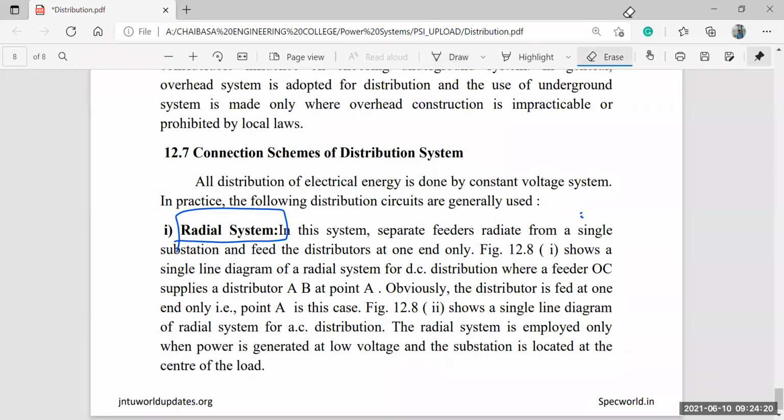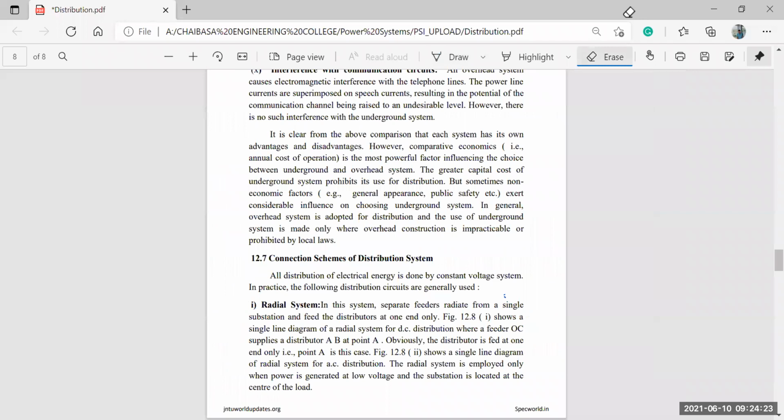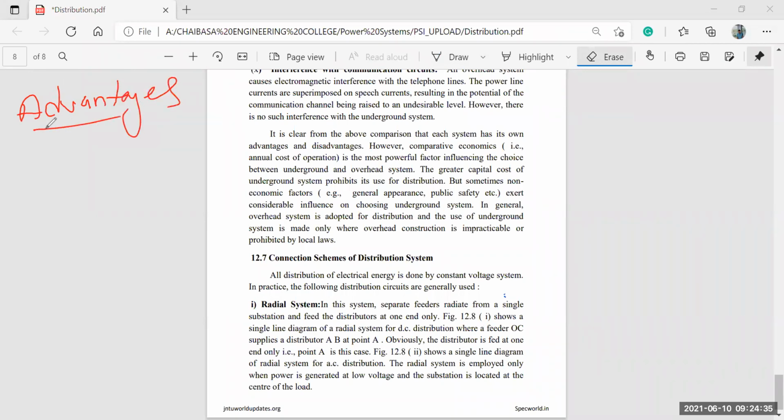Can you point out what the advantages and disadvantages will be? We have talked about it just now, but tell me, what will be the advantages and disadvantages of this radial system? Only for this radial system.